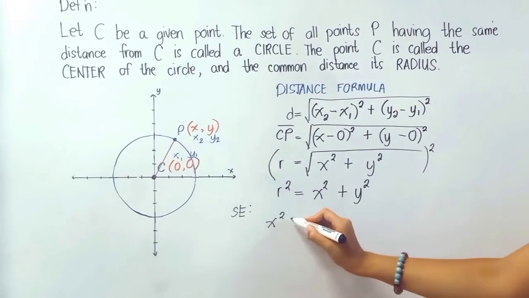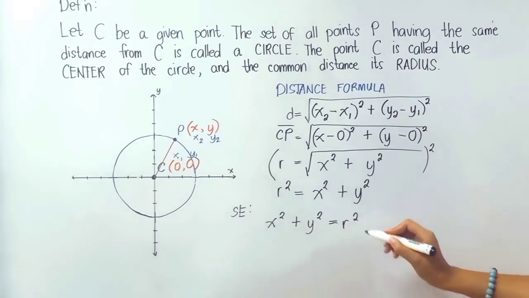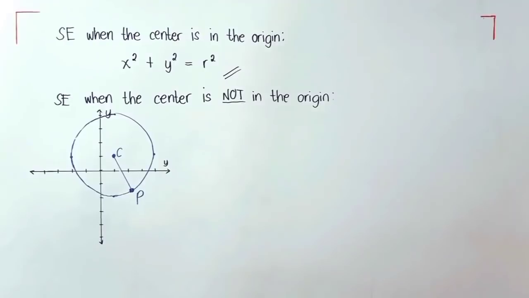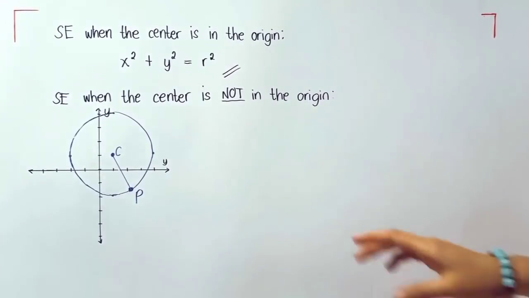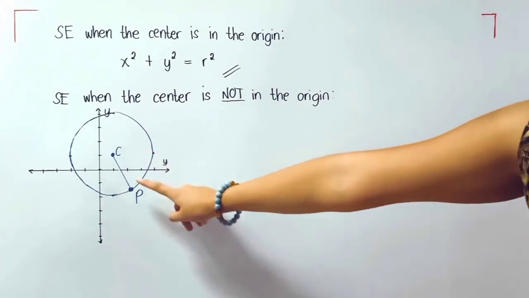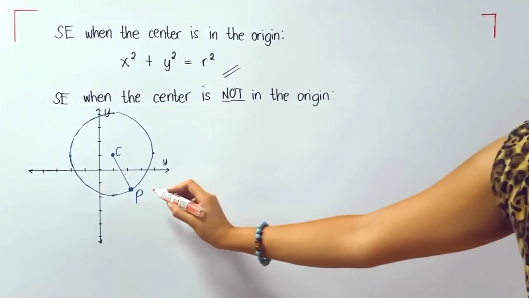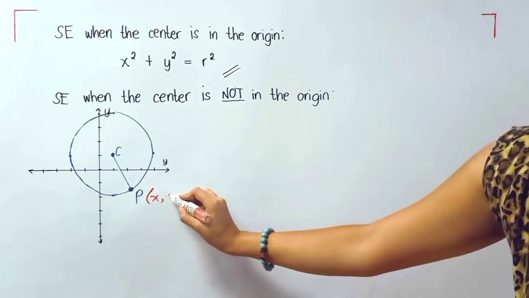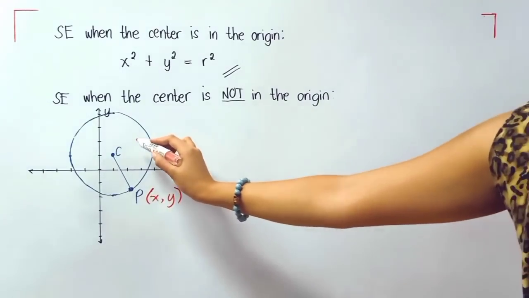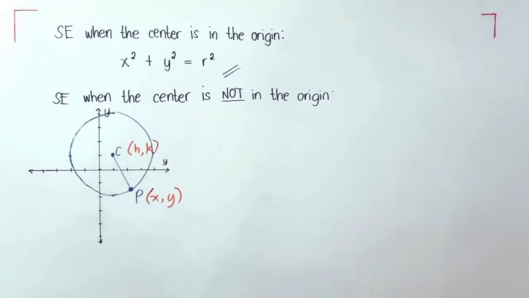It's x squared plus y squared is equal to r squared. Again, the standard equation when the center is in the origin is x squared plus y squared is equal to r squared. Now what is the standard equation when the center is not in the origin? Just like our illustration here, the center is not in the origin. P is any point (x, y), and the center here is, let's have any point like (h, k).